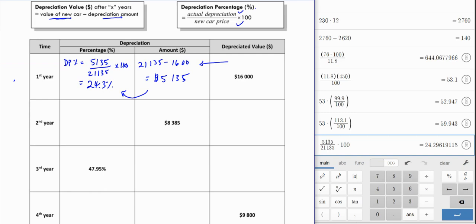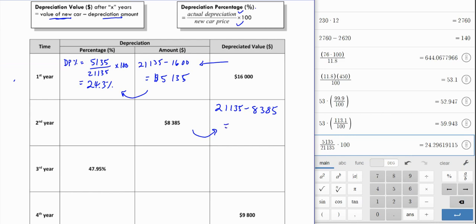All right, how can we use this information to help us here? Right? So what we can do is the easiest way is probably going this way. Okay, and we can go the original amount, 21,135 minus, this is how much we're deducting.